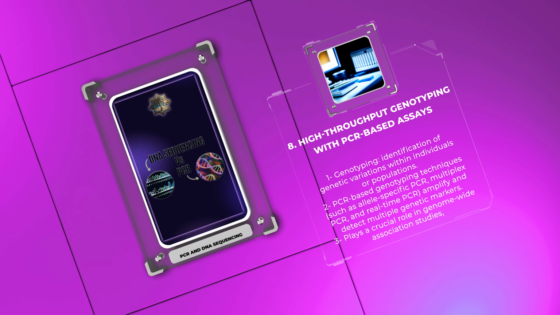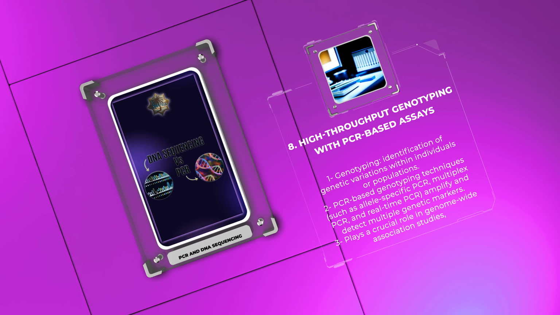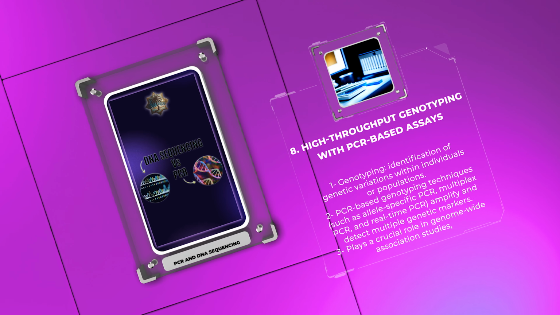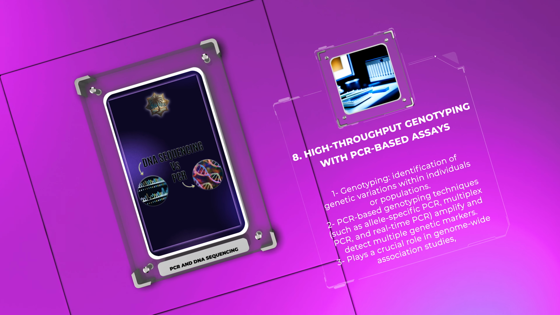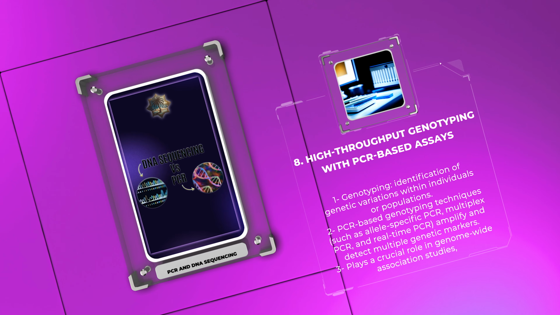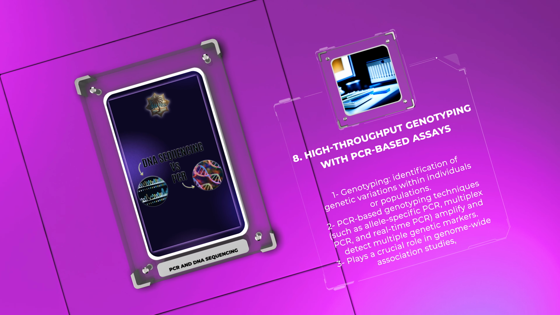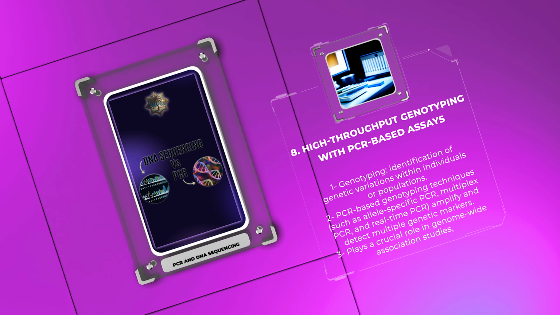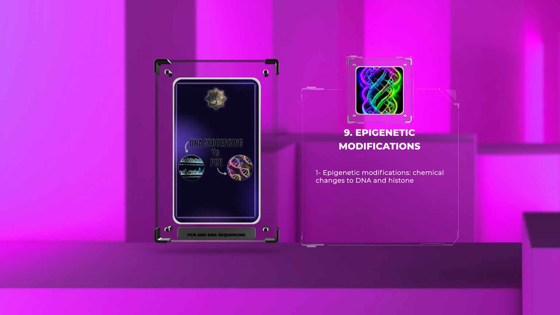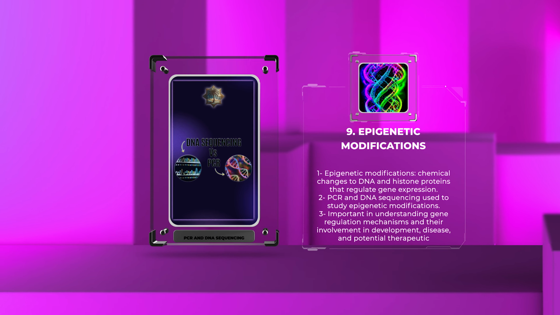High-throughput genotyping plays a crucial role in genome-wide association studies, GWAS, pharmacogenomics, and forensic genetics. By examining large numbers of individuals and genetic markers, researchers can unravel the genetic basis of complex diseases and design personalized treatment strategies. Epigenetic modifications are chemical changes to DNA and histone proteins that regulate gene expression.